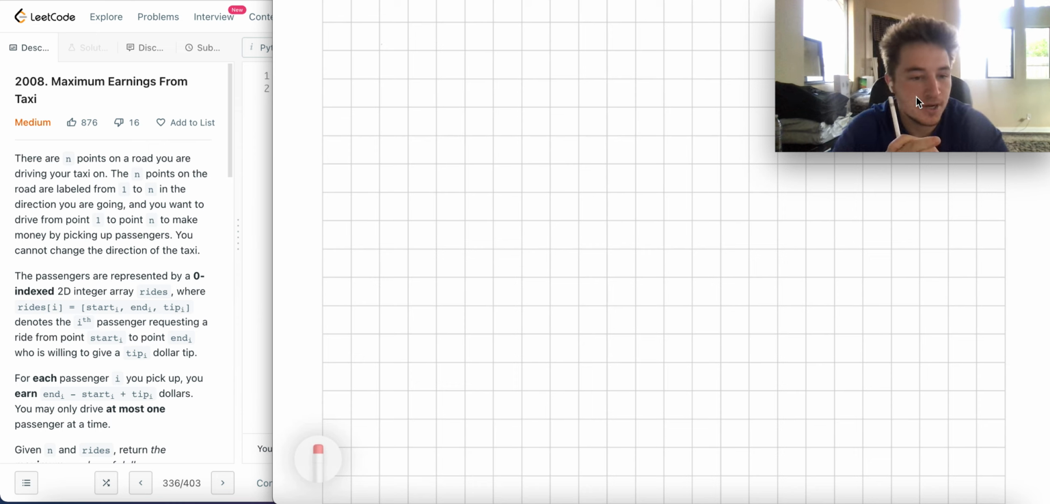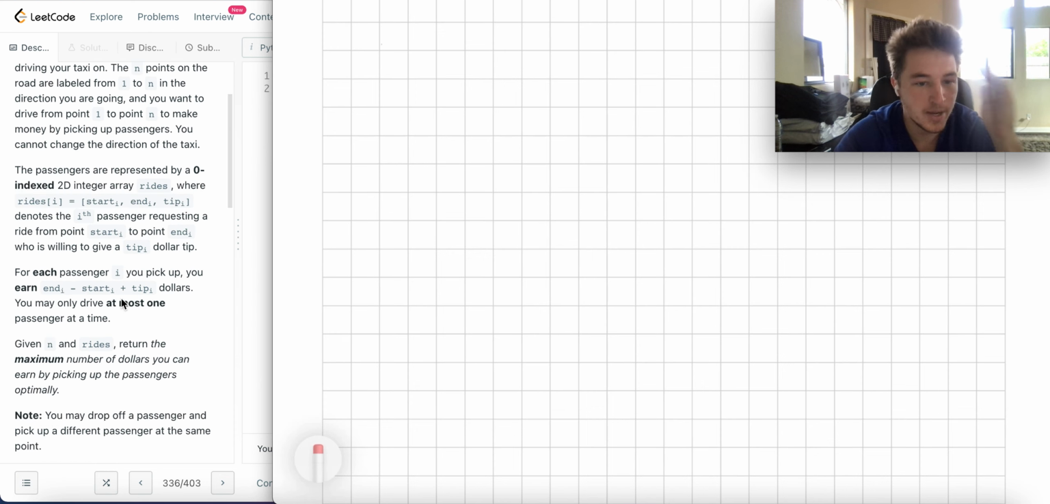The passengers are represented by a 0-indexed 2D integer array rides, where rides[i] equals start_i, end_i, tip_i: where the passenger wants to start, where the passenger wants to end, and the amount of money they'll give you as a tip. This is the ith passenger requesting a ride from point start_i to end_i, willing to give you tip_i dollars. For each passenger you pick up, you earn end_i minus start_i plus tip_i dollars.